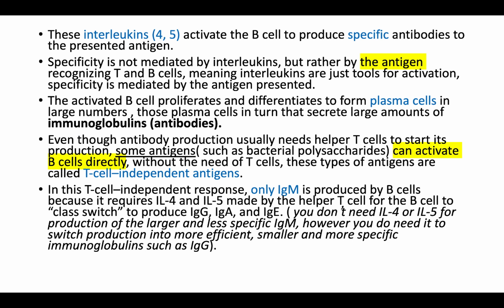So interleukins 4 and 5 activate the B cell and produce specific antibodies to the presented antigen. Now, specificity is not mediated by interleukins. This is very important. Interleukin 4 and 5 are used by all CD4 cells; they all release the same interleukin 4 and 5. It is just a word. Interleukin 4 means activate, B cell. That's interleukin 4 and 5.